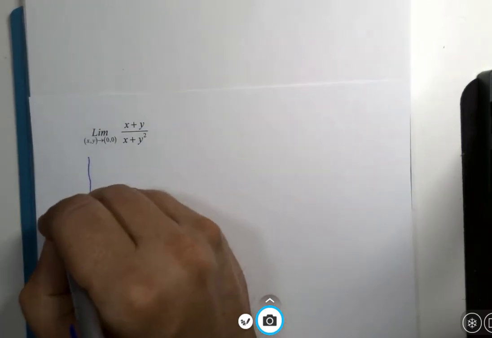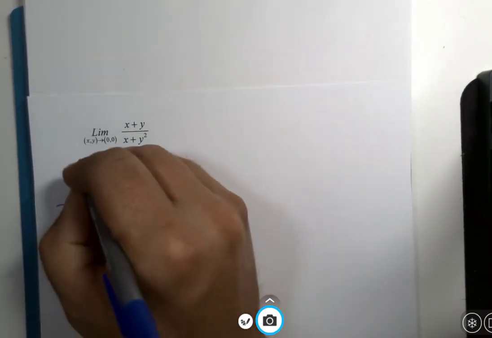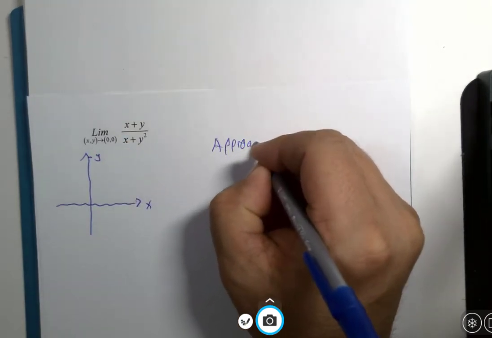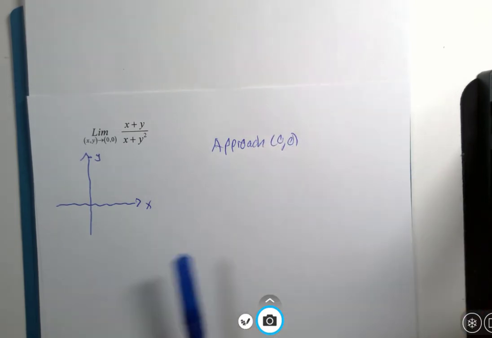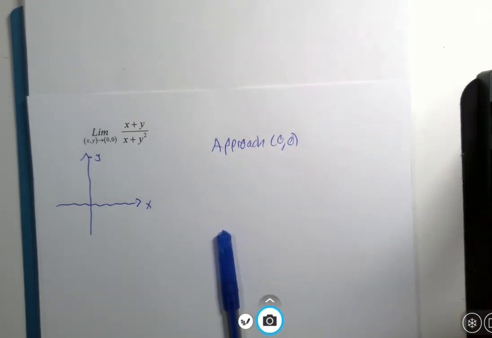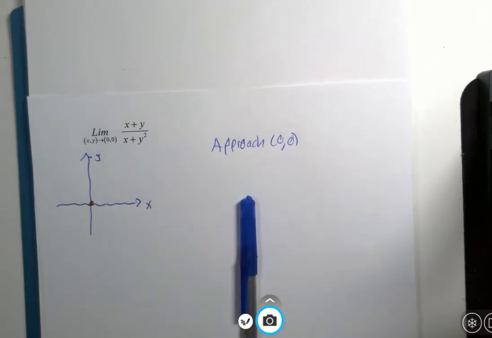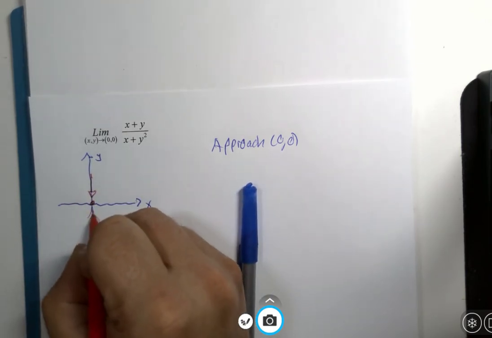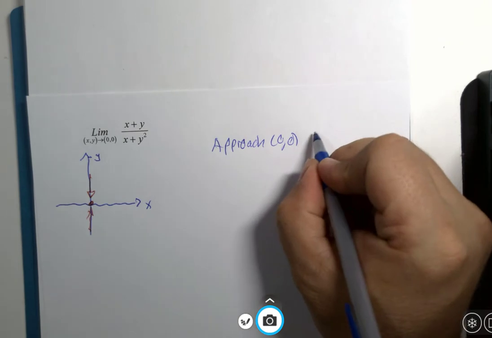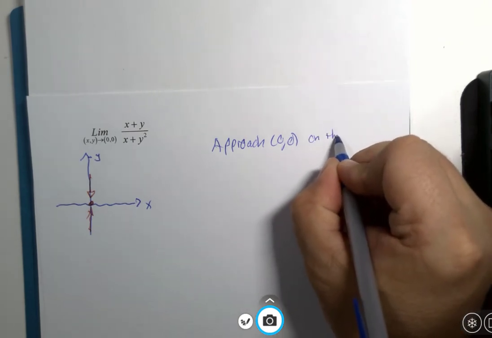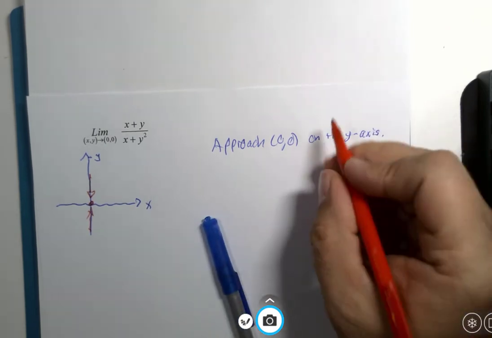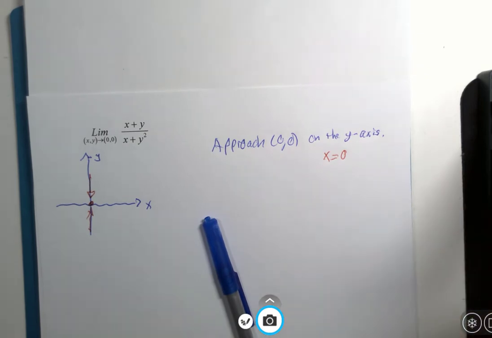Let's approach 0, 0, those x and y values right here. Let's approach it from the y-axis. Let's approach it vertically. On the y-axis, that's where you will find x's are 0 already, but y is not yet.